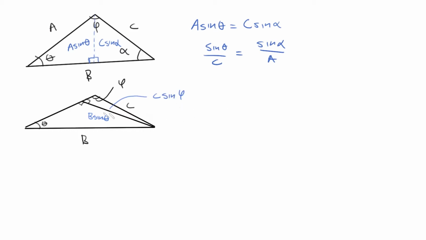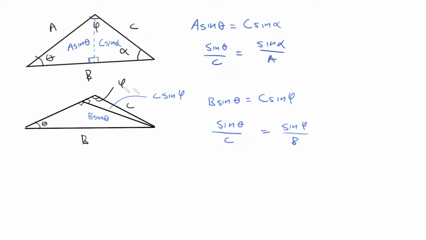As we did before, since this is the same length and same line, we could equate those two things. So b sine of theta equals c sine of phi. As we did before, we're going to make them into quotients. So it'll be sine theta over c equals sine phi over b. And what we notice is that this right here is equal to this right here.